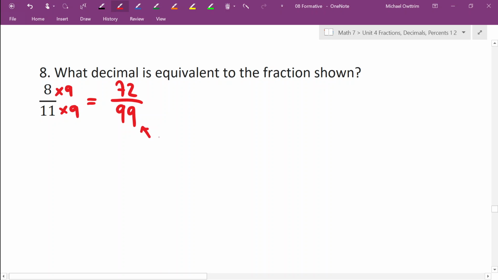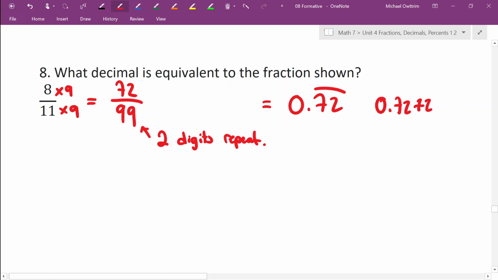Since I have 9s on the bottom, I know that we have 2 digits that repeat for my 2 9s on the bottom, and that's going to be 0.72 repeating. And of course, that's the same as the decimal 0.72727272, so on and so forth forever, but we just write that with our repeating bar on top.